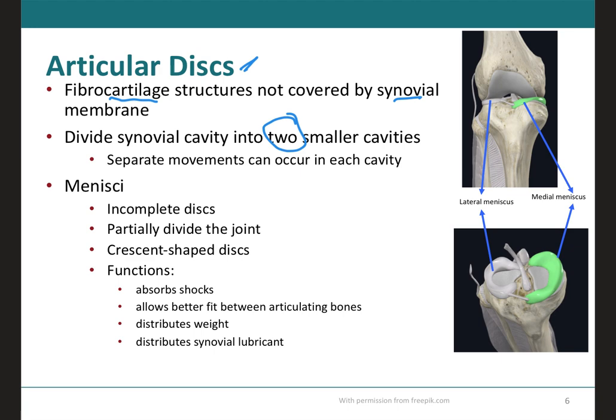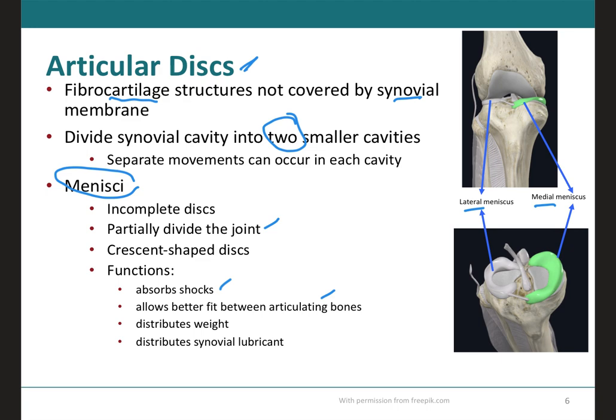But now here in the knee joint, we will find these incomplete discs that will therefore only partially divide the joint, and these are called the menisci. As we can see from this image, we're going to have two, one on the medial side and one on the lateral side. With regards to function, they're not very well understood, but it is known to include the following, which are absorbing shock. It will also allow a better fit between the articulating surfaces of the bone.